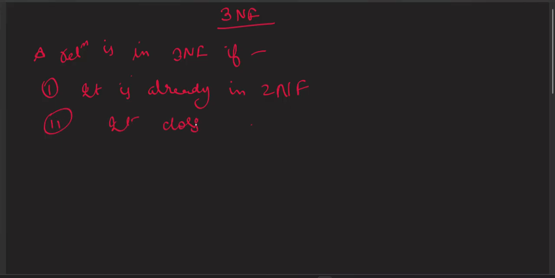A relation is in three normal form if, first, it is already in two normal form, and the second one is it does not have any transitive dependency.